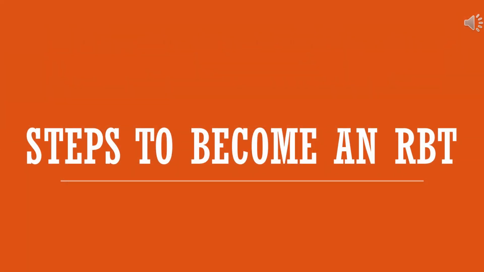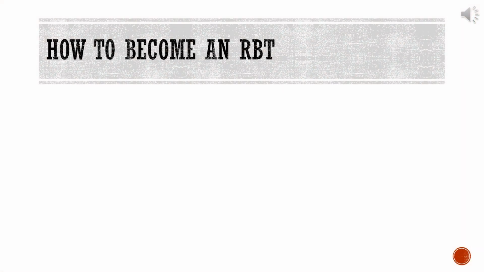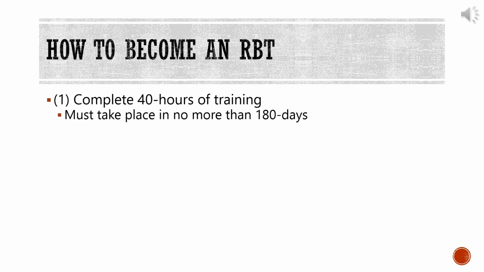We will now go over the steps necessary to become an RBT. The individual's first step is to complete 40 hours of training on the RBT task list. This training must occur in no more than 180 days. This means that from the first day you have documented training to the last day you have documented training must equal no more than 180 days. This ensures that the individual is receiving frequent enough supervision and training to ensure that the information learned is relevant and recent. This 40 hours of training will be provided throughout our course.